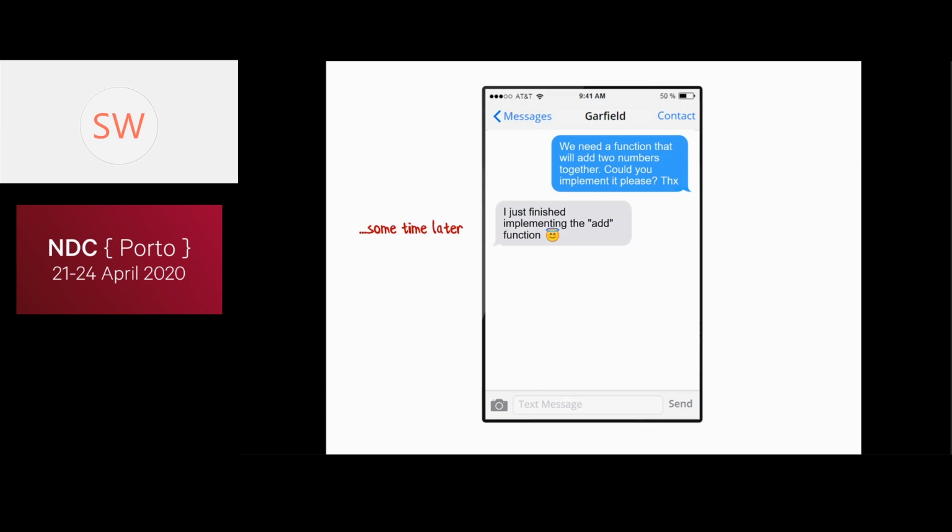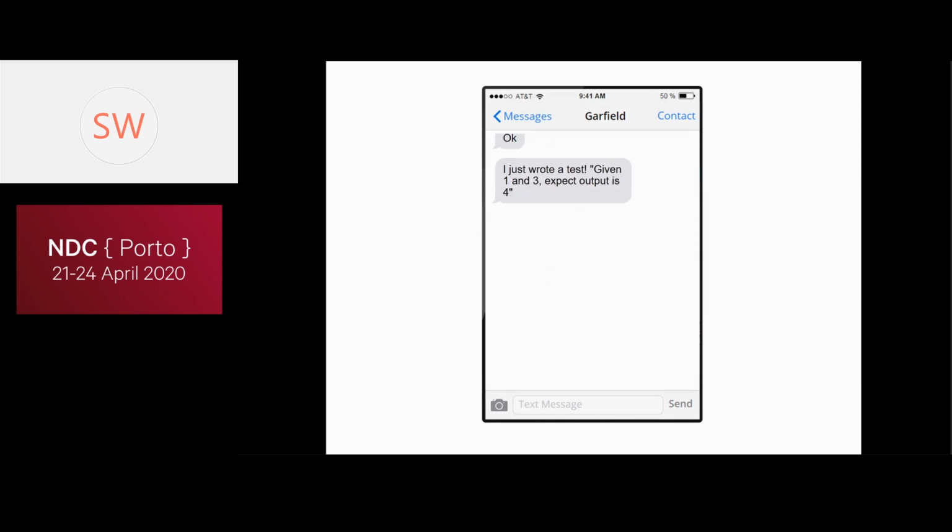And so the remote developer says, sure, I've just finished adding the add function. I'm happy. And I say, have you written unit tests? And they say, you want unit tests as well? Yeah, okay. They sounded surprised. So they wrote a test. Given inputs of 1 and 3, I would expect the output is 4. That was their unit test. And then they say, okay, can we call it done?